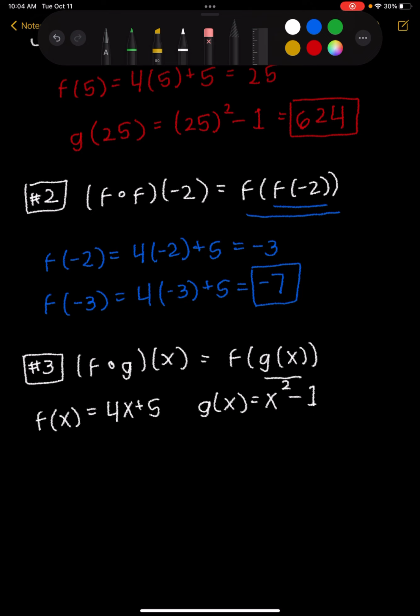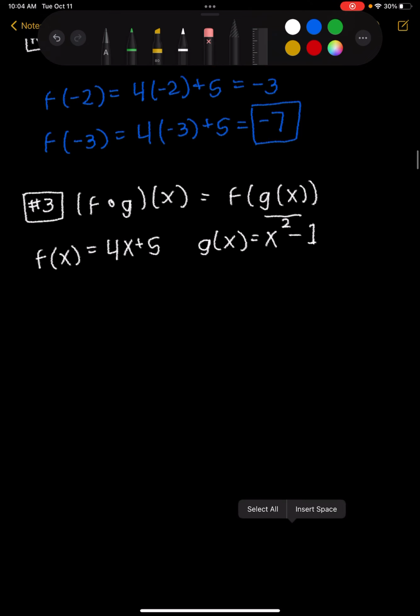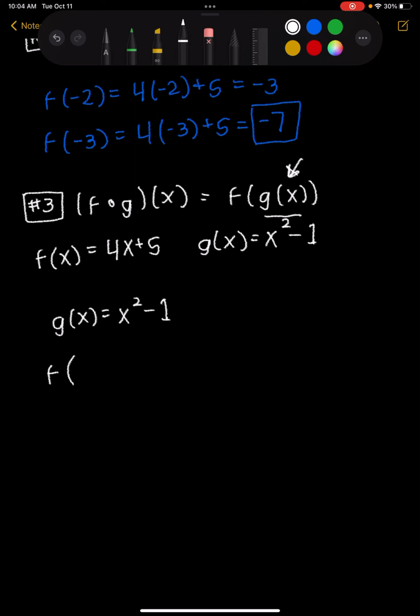Okay, so what I'm going to do is just start with my g(x) equation and rewrite it. So I know g of x is equal to x squared minus 1. Well, if I know that g of x is equal to x squared minus 1, what I could do is replace the g(x) in this equation right here with x squared minus 1. So I can rewrite that equation as f, but instead of writing g(x), I'm going to write x squared minus 1.